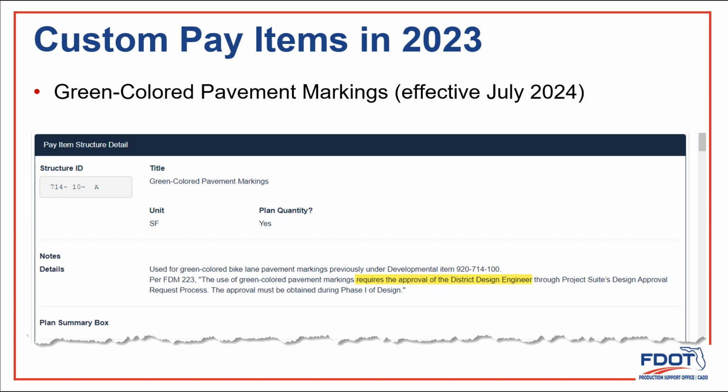The note details for this one are used for green colored bike lane pavement markings previously under development, under the developmental item 920-714-100. Per the FDM 223, the use of green colored pavement markings requires the approval of the district design engineer through the project suites design approval request process. Sorry, hard for me to read this today. The approval must be obtained during phase one of design.